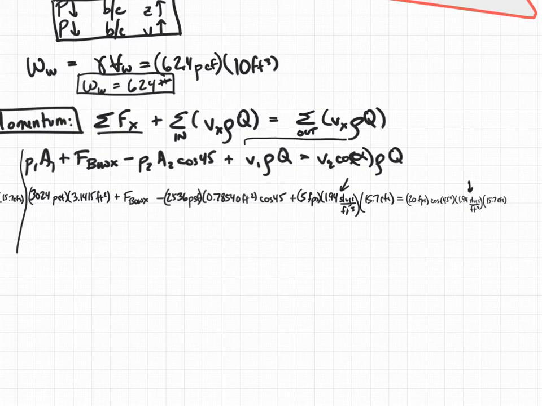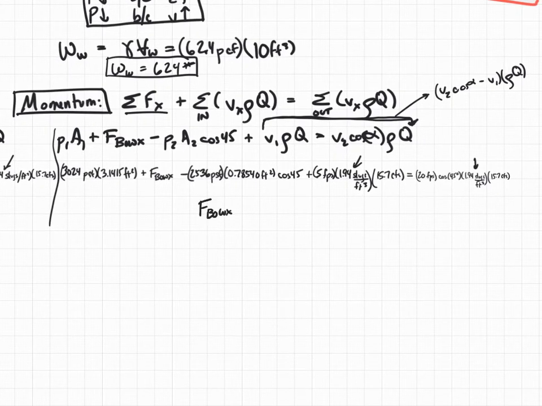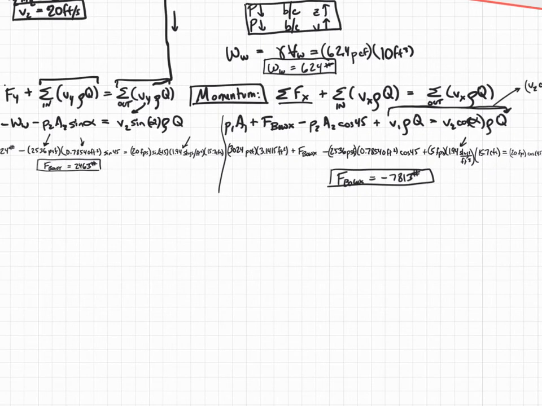Anyway, the only thing that I will note here is that a lot of times, if you look at these two terms right here, you can see all these similarities, except for the velocity. So a lot of times people will rewrite this as V2 cosine alpha minus V1. They'll move this term over here and combine the two terms and multiply that times rho Q. You can certainly do that if you want. It's not necessary. Anyway, what we end up coming out of this is the force in the X direction is negative 7813 pounds.